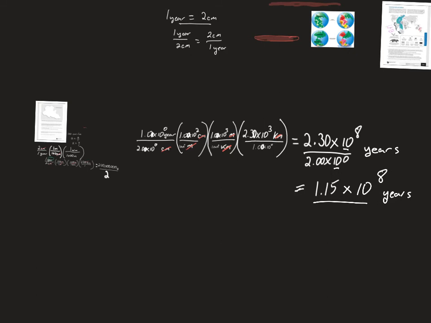Now the question is, well, what does that mean in numbers? Does it equal the same as 230 million years divided by 2? Well, 230 million years divided by 2 would equal 115 million years.